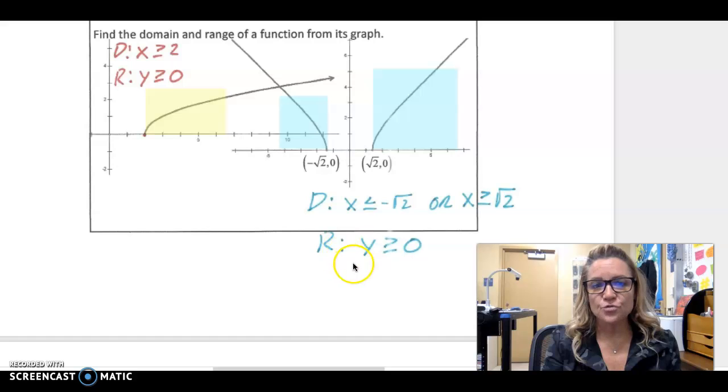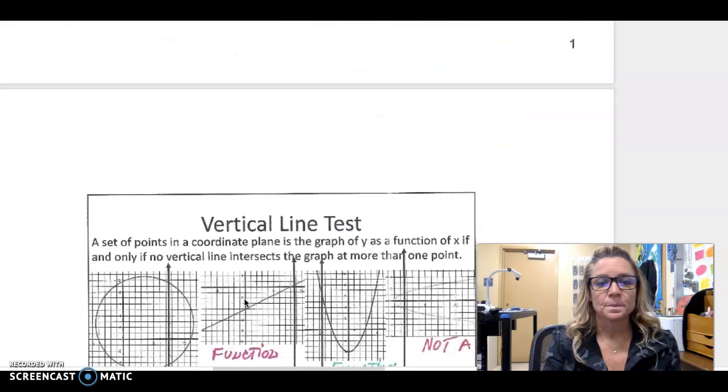The range for this graph, here's the y-axis, it starts at 0 and everything greater than, so the range will be when y is greater than or equal to 0.